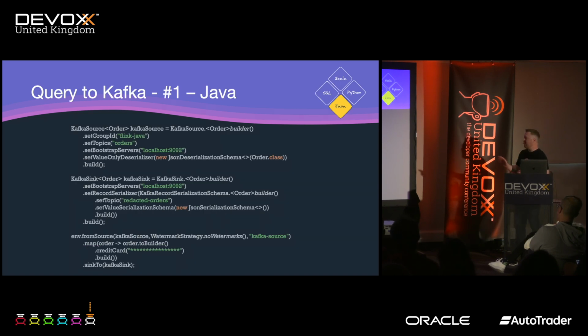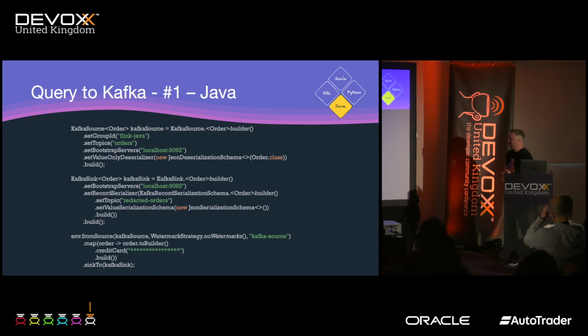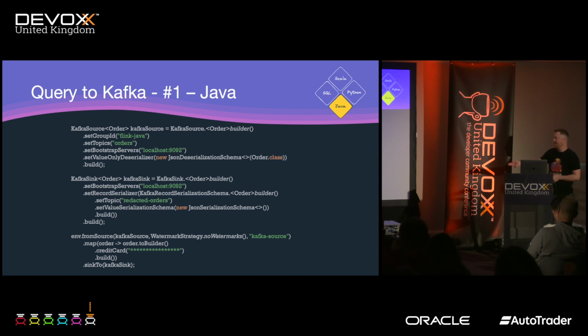Next slide is Java. The equivalent Java looks like a lot, but it's actually very simple. The top 2 builders are creating the source and the sink. So we have a Kafka source, which is set with the location, a serializer and deserializer. And then the actual job is at the bottom there. I like to think it's similar to the Java Streams API, maybe why I liked it. We say environment from source, from the Kafka source, then we're going to map, a simple map function, we're going to create a new builder and change the credit card number, and then we're going to sink it to the Kafka sink.